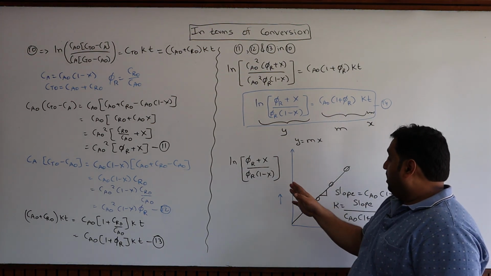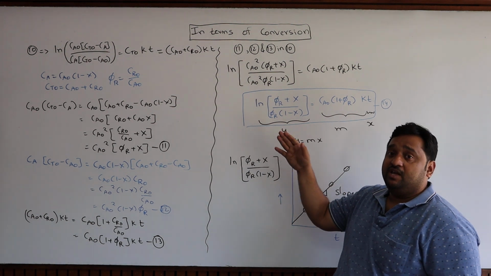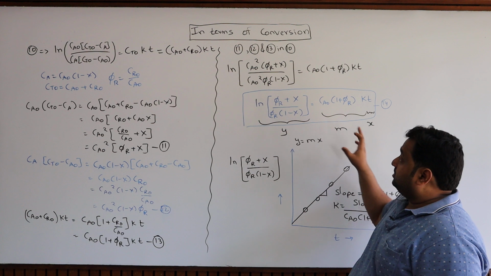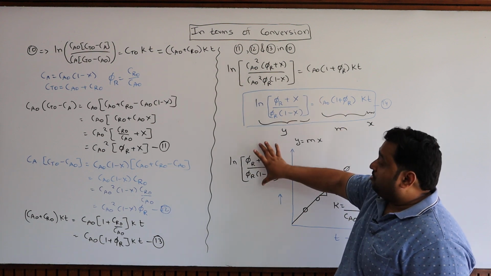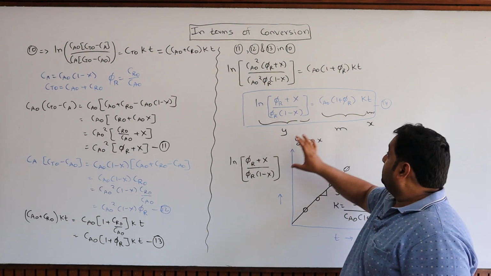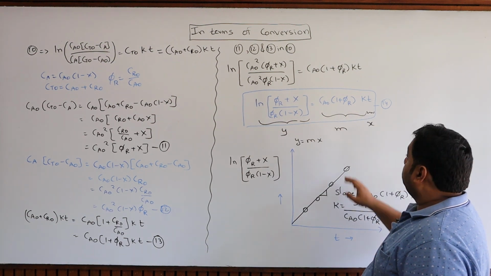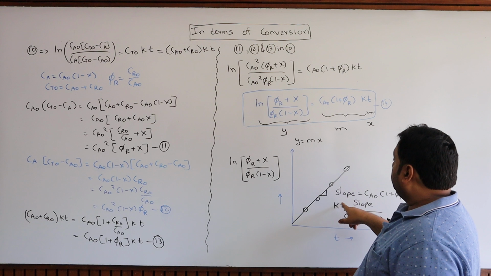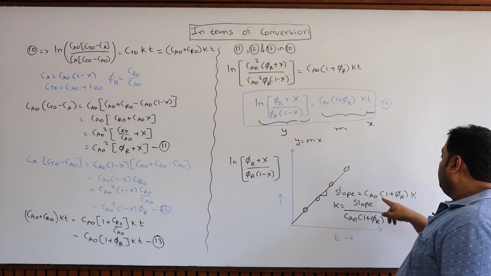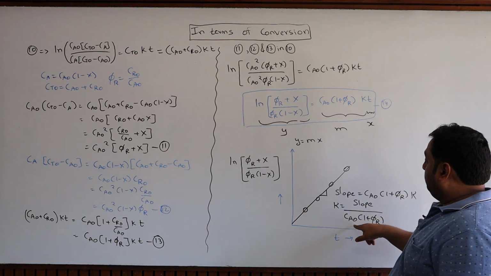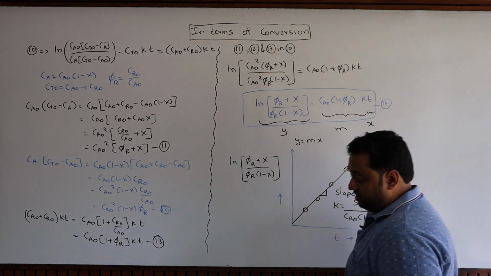Here again you get the equation in terms of a straight line passing through the origin, y equal to m times x. If you plot this ln expression on the y axis and the time on the x axis, whatever you have here is nothing but the slope. Slope is nothing but Ca0 into 1 plus phi r into k. Therefore, k is equal to slope divided by Ca0 into 1 plus phi r.